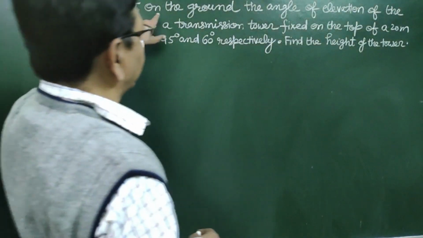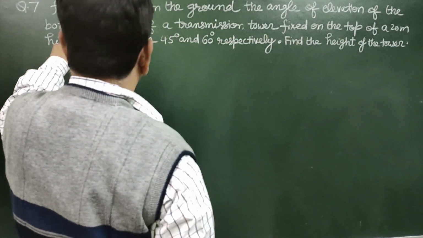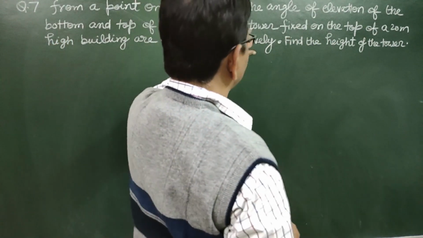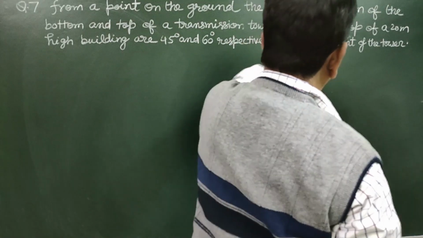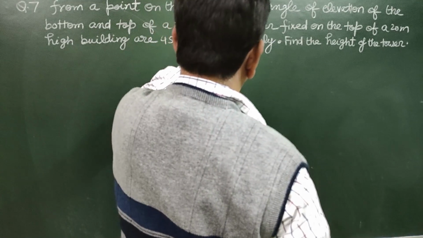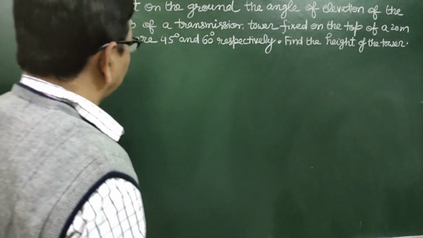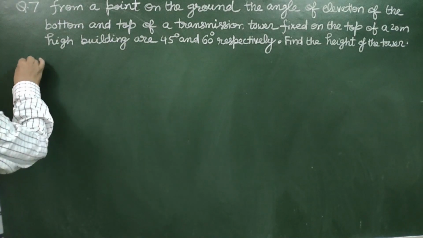From a point on the ground, the angle of elevation of the bottom and top of a transmission tower fixed on the top of a 20-meter high building are 45 degree and 60 degree respectively. Find the height of the tower. So first let us draw the diagram.